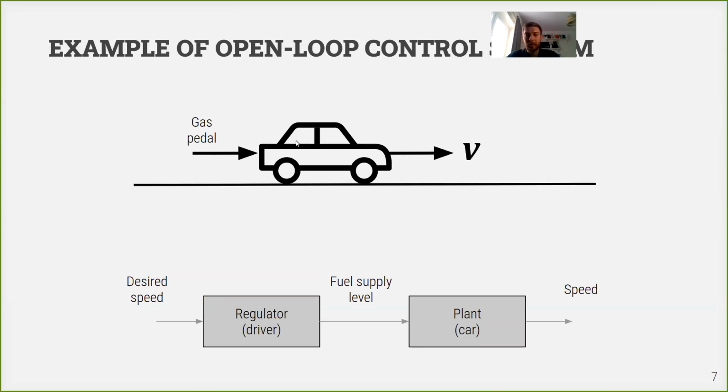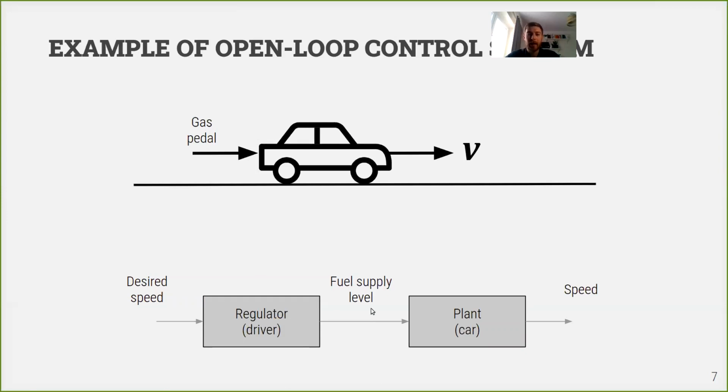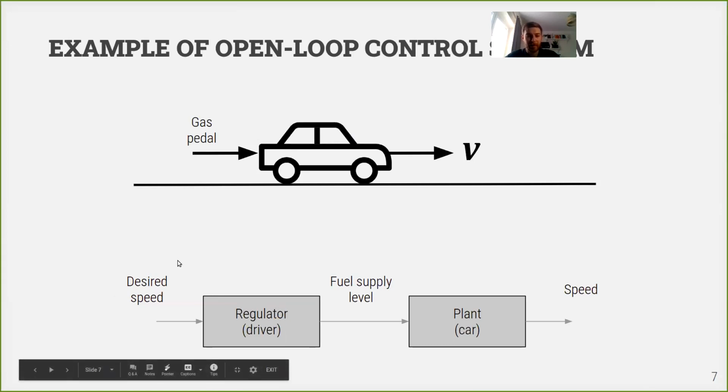But for now, imagine we have a car, and we have a gas pedal to control the speed of the car. And this is our system. The regulator in this system is a driver, because there is a driver sitting in the car and he pushes the gas pedal and controls the speed. And our plant or control object is the car itself, because that's the thing we are controlling by pushing the gas pedal. As an input to the regulator, we have a desired speed.